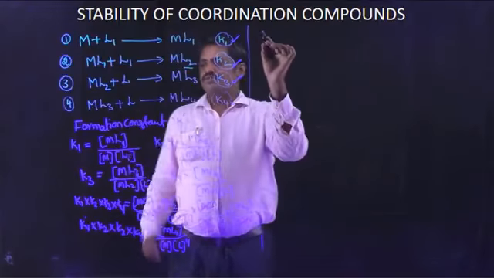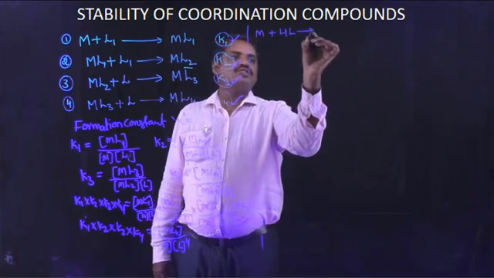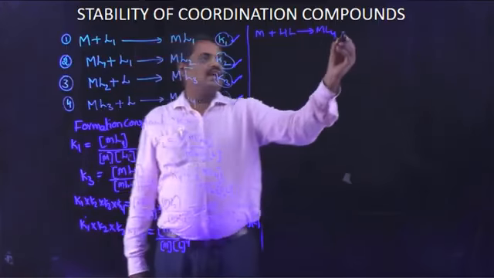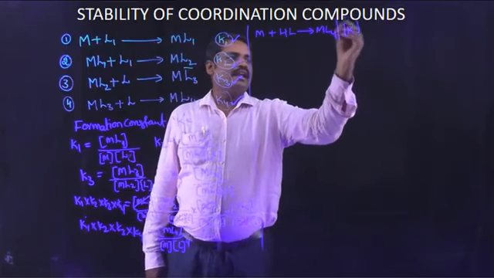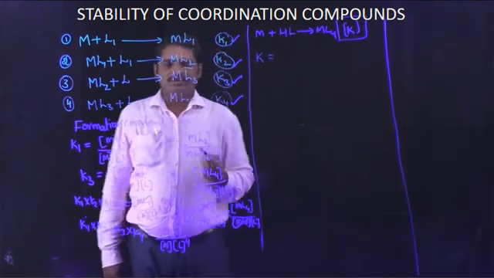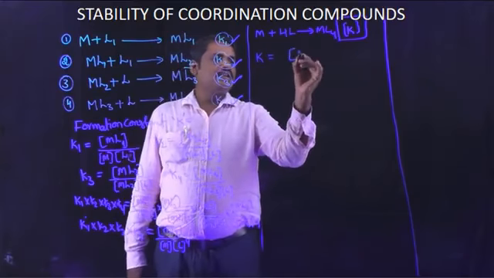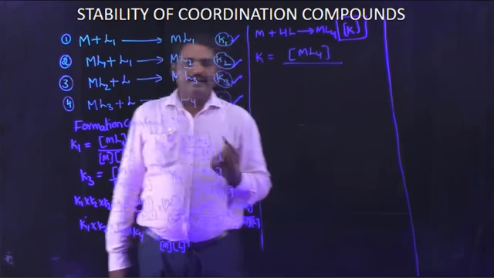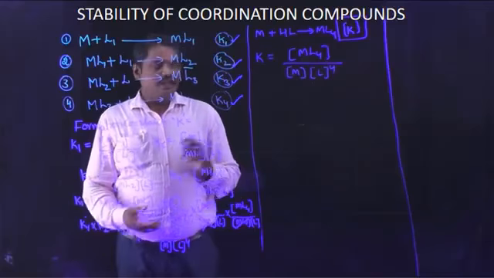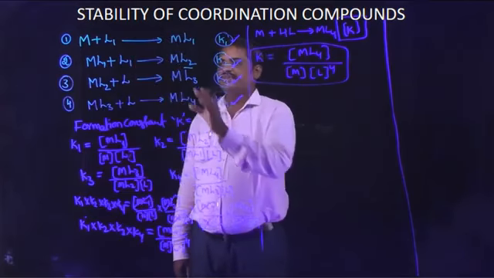Then the K value is observed. The direct step in the formation of the complex is M plus 4L gives rise to ML4. This is the direct step for the formation of the tetrahedral complex, and this reaction equilibrium constant is expressed by the symbol K. According to the law of mass action, it is the concentration of ML4 divided by the concentration of M into the concentration of L whole power 4.